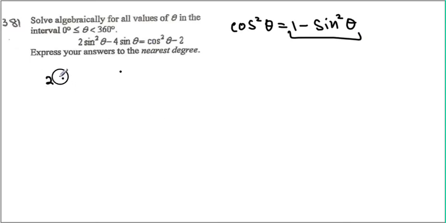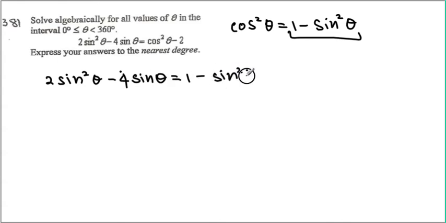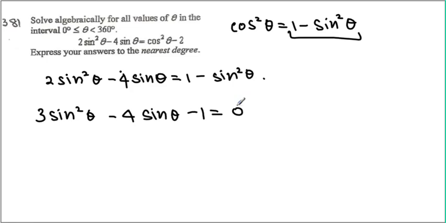So we have 2 sine squared theta minus 4 sine theta equals 1 minus sine squared theta. If you bring all the terms to the left side, what we end up getting is 3 sine squared theta minus 4 sine theta minus 1 equals 0. Now, in this case, you will realize that we will not be able to factor this expression.